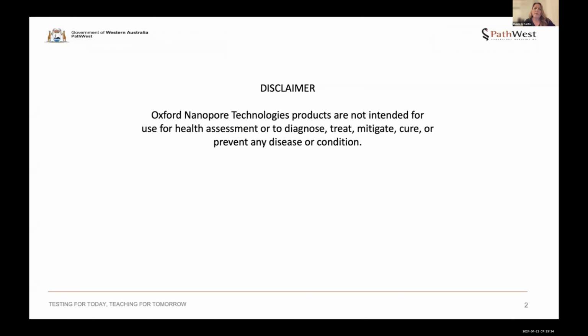Just a disclaimer: Oxford Nanopore technology products are not intended for use for health assessment or to diagnose, treat, mitigate, cure, or prevent any disease or condition. And any of the work that I'm presenting today has been done in-house without the collaboration of Oxford Nanopore. So it's all in-house development.